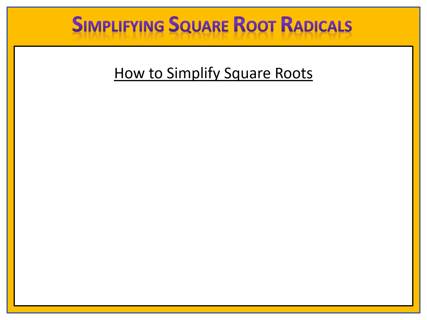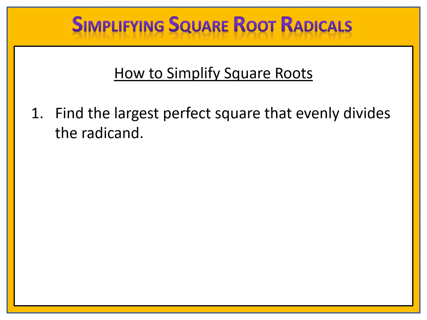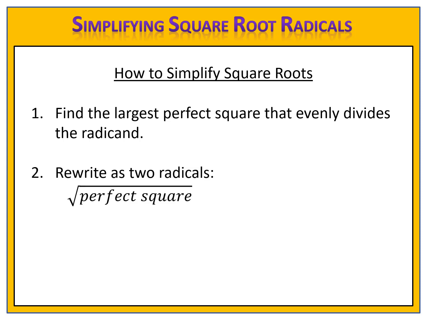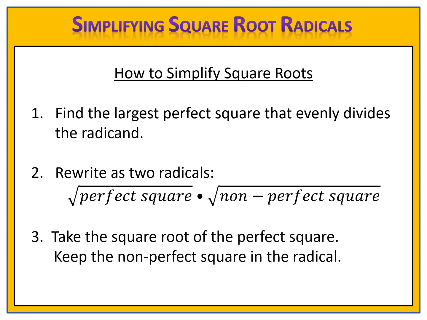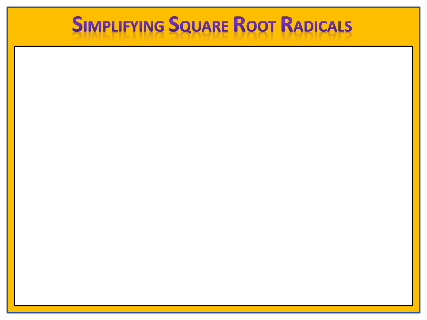To simplify square root radicals, we should follow the following process. The first step is to find the largest perfect square that evenly divides the radicand. Step 2, rewrite as 2 radicals. You'll have the square root of a perfect square times the square root of a non-perfect square. Then, finally, we will take the square root of the perfect square and keep the non-perfect square in the radical. Let's take a look at some examples to see what this looks like and how the process is done.